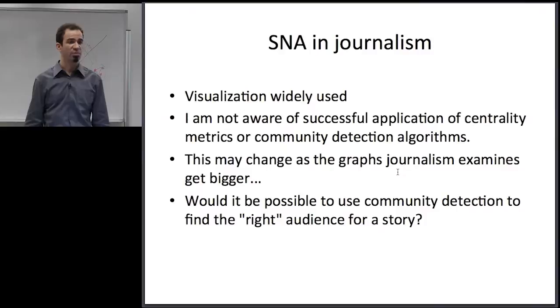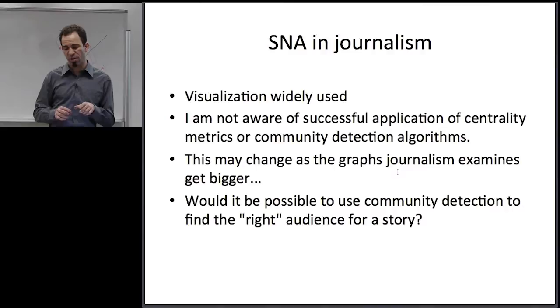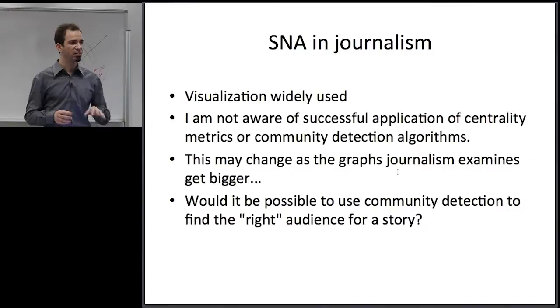So I could ask the question, can I use community detection techniques to figure out who the international human rights community is, who's influential in that, and then tweet at a handful of people and say, here, this is this story, and hope that they will spread it throughout that community quickly. So I may be able to use this to target audiences. And of course, marketers and politicians are already doing this, and there's no reason why journalists shouldn't be doing this as well.